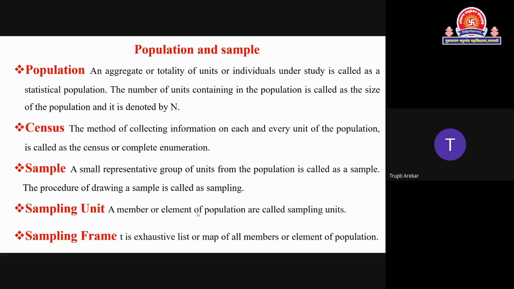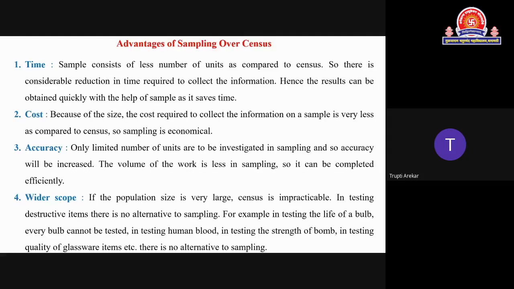For example, if I have to draw a conclusion about the TC college students, whichever method we can use, but I think the sampling method is better than the census method. Now we are going to see advantages of sampling over census. So some advantages are related to sampling over census.